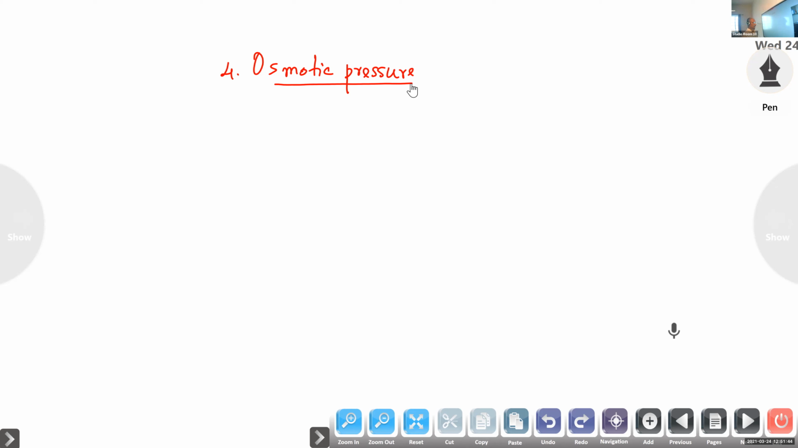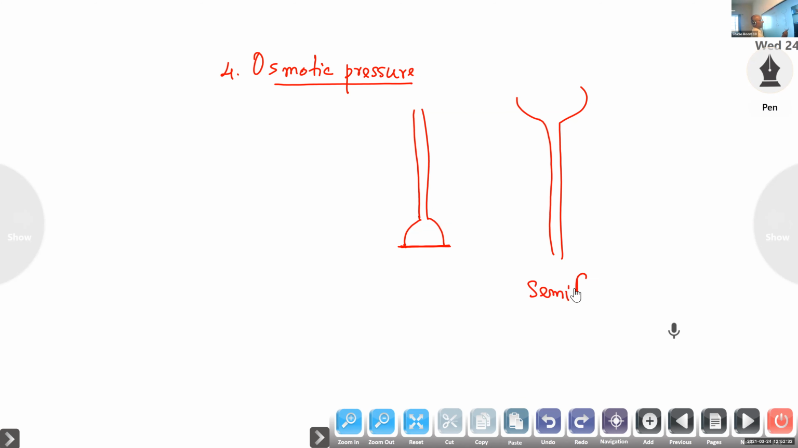Okay. So you take a system, a thistle funnel. As you know, I am an expert in drawing. Here there is a thistle funnel, long-tailed funnel, and here it is open. That is an inverted thistle funnel. Thistle funnel is like this. This is our thistle funnel. Now this is the inverted thistle funnel. Now this portion of the thistle funnel is covered with a membrane called a semi-permeable membrane.